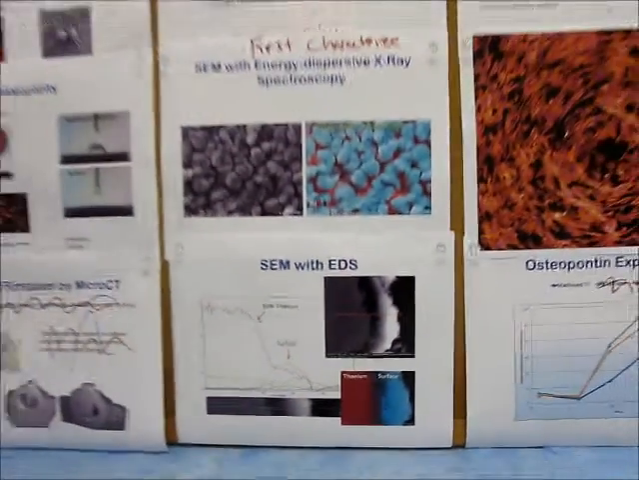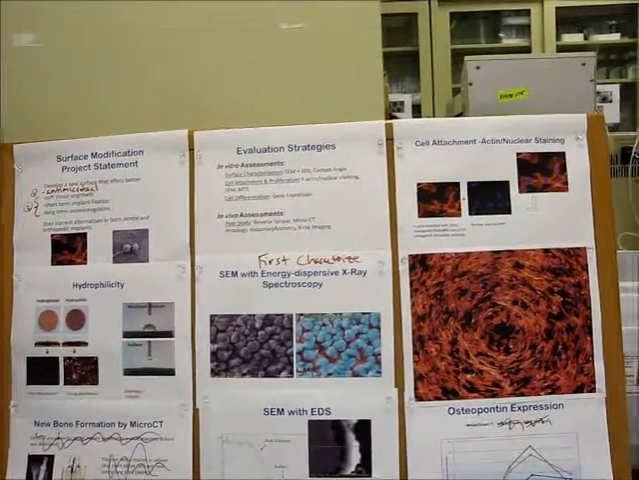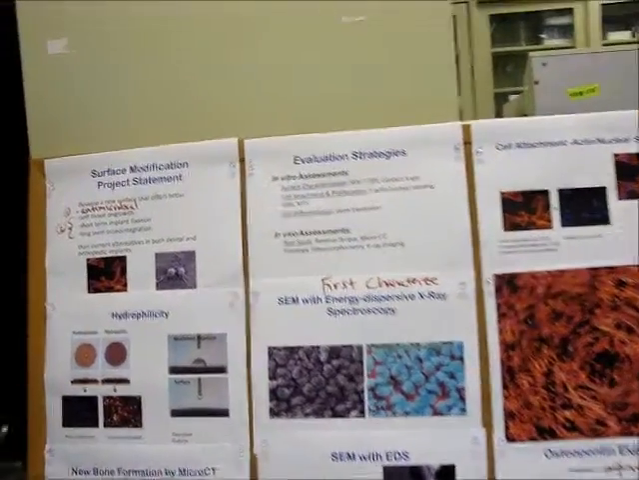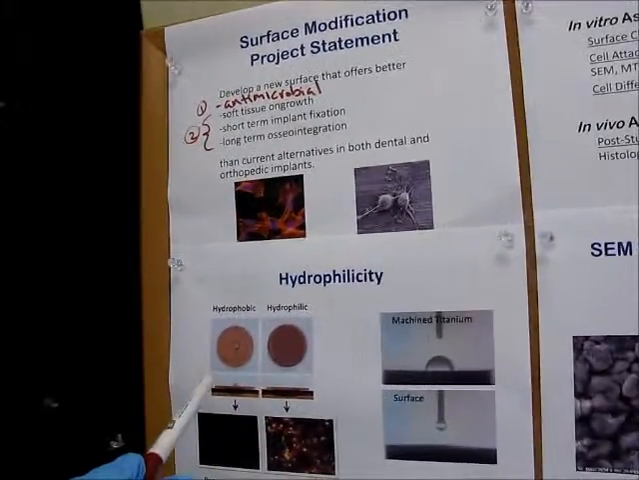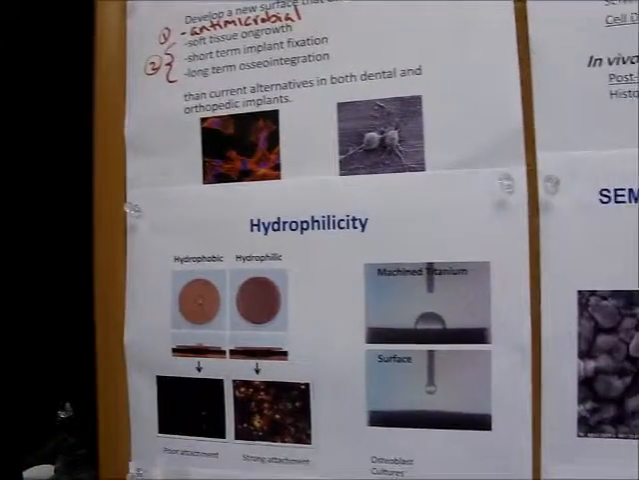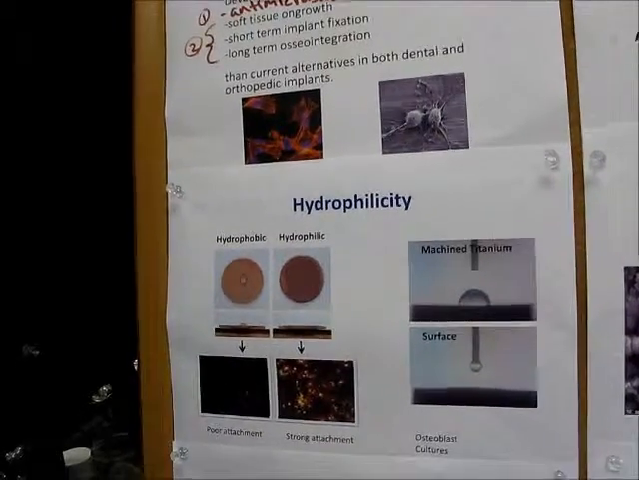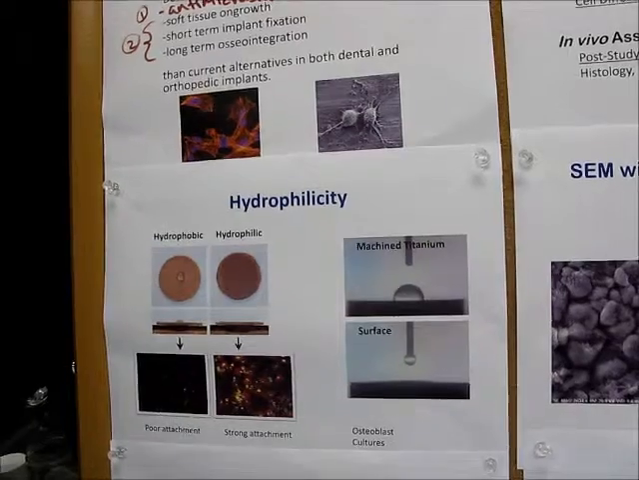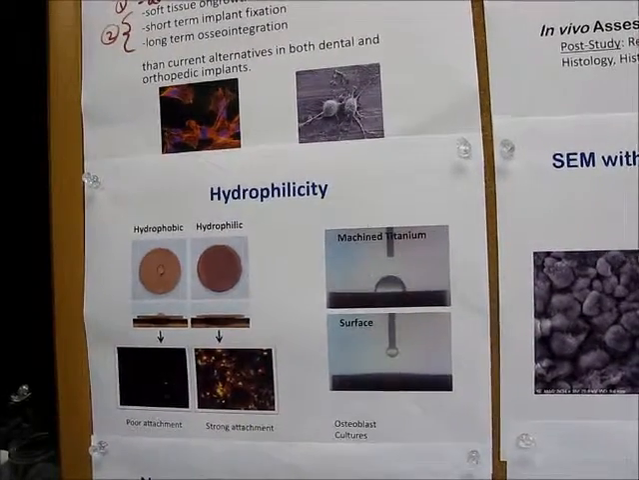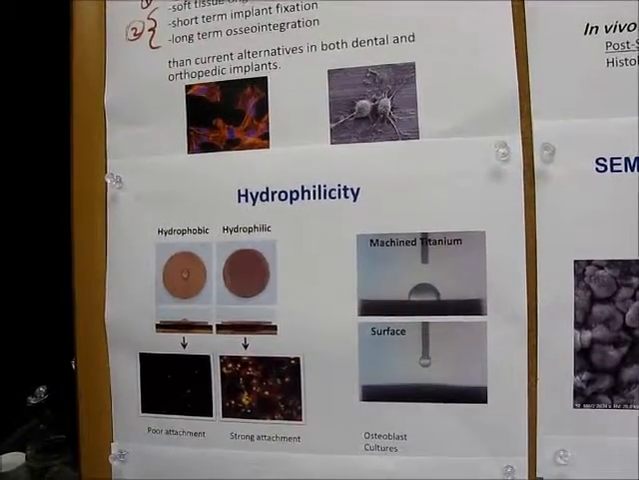So the next thing we want to look at is hydrophilicity. Is this surface hydrophilic? Because you have better cell attachment with a hydrophilic surface compared to a hydrophobic surface. Here you can see that with a hydrophobic surface, cells are not attaching as well, water is beading up on that surface. With a hydrophilic surface, the water is going to spread across that surface, and therefore you're going to get better cell attachment. And I will actually show you a demonstration of that in a minute.